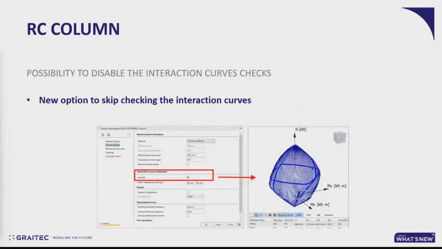The next is a very small but often requested improvement. One check performed by default is the verification of column resistance using interaction curves. It's a very helpful verification, but it's not mandatory in most standard regulations. So this small improvement is just a possibility to deactivate this check for columns.